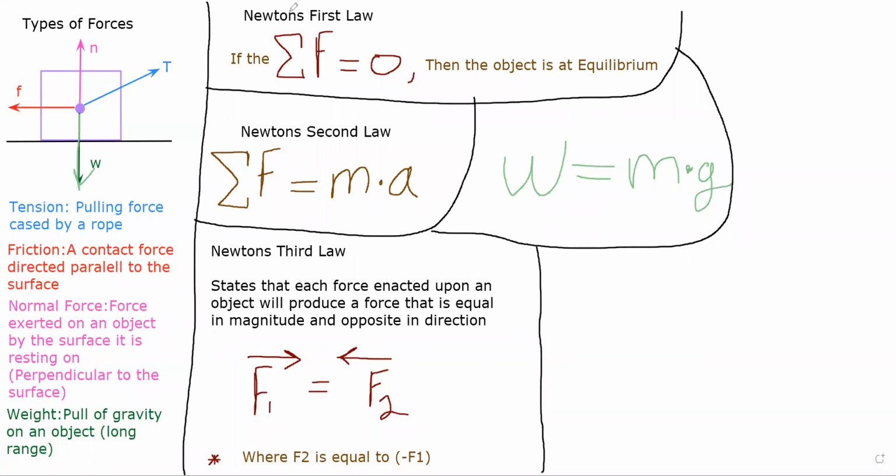So we can talk about Newton's laws. Newton's first law essentially says that if the sum of all the forces equals 0, that means the object is at equilibrium. Now, what does equilibrium mean, you might be asking. Equilibrium is essentially when all the forces acting on an object equal 0.